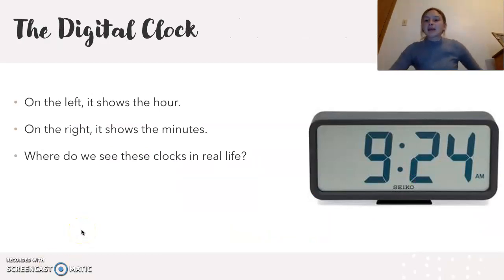Now I had some of you ask me, what about if I don't have a circle clock like what we have in our classroom? So this is what's called a digital clock. So on the left side, it shows the hour. Right here shows the hour. And on the right, it shows the minutes. Remember the minutes? So where do we see these clocks in real life? Think to yourself. I'll give you one example. I know there's one on my stove that tells me the time. That's a digital clock. Think of some more examples. Perfect.